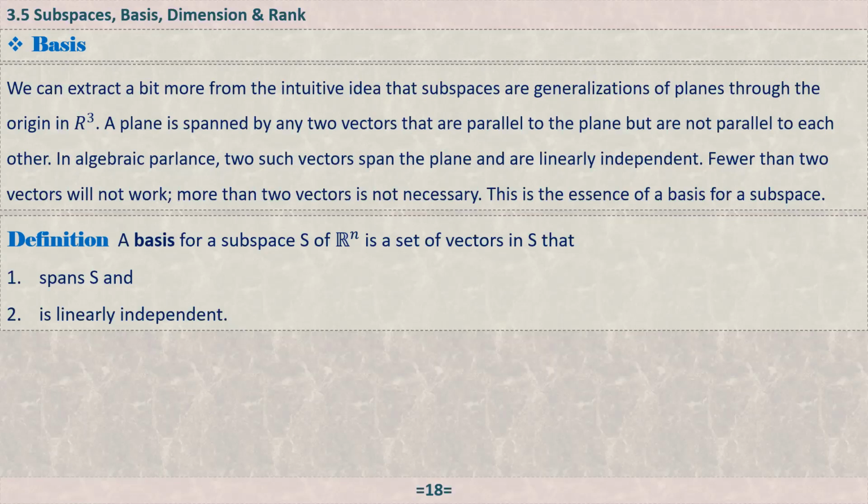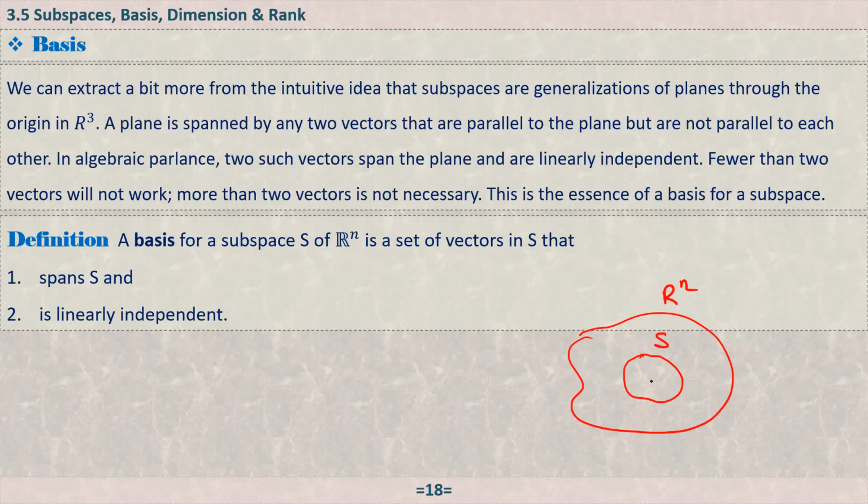A basis for a subspace S of Rn is a set of vectors in S, and here we have two conditions, two properties. Number one, it must span S, and those vectors must be linearly independent. Here we are talking about Rn, our n-dimensional space, and a basis for a subspace S. So we are talking about finitely or infinitely many vectors in S, just the basis vectors.